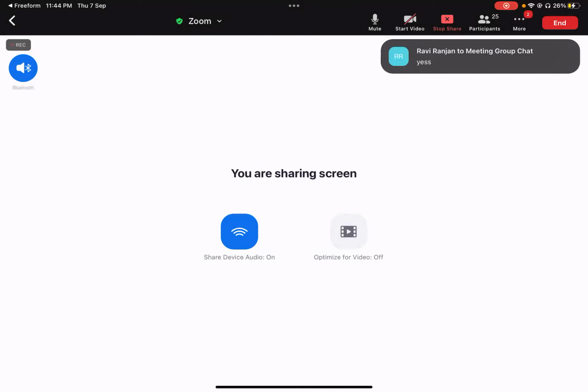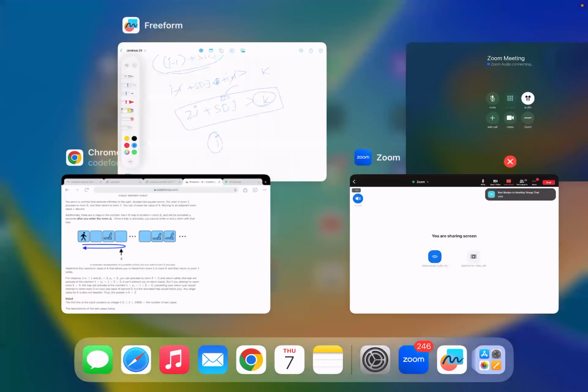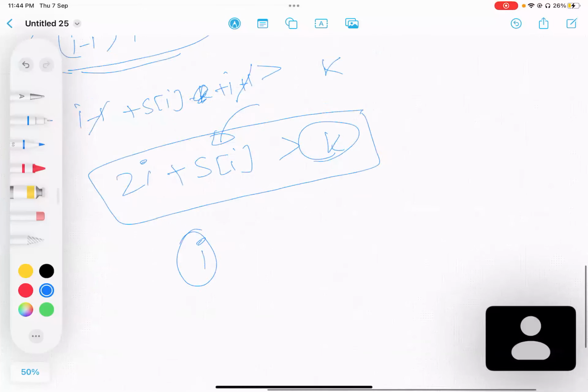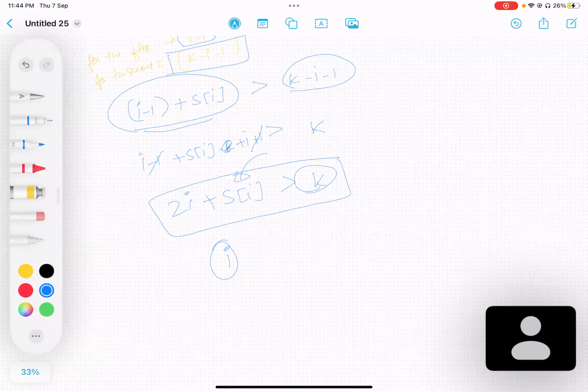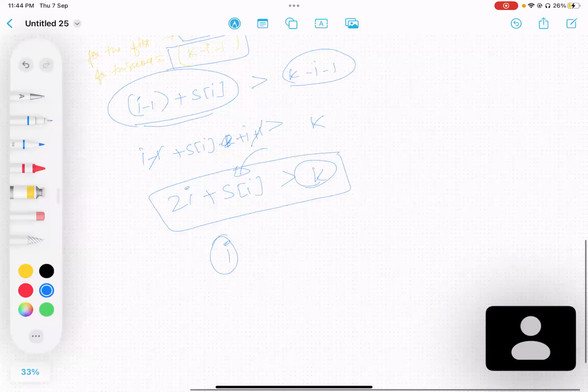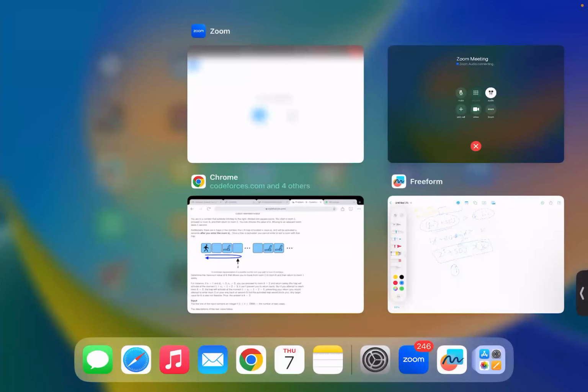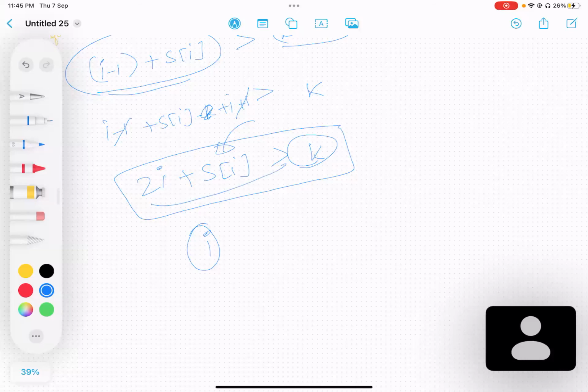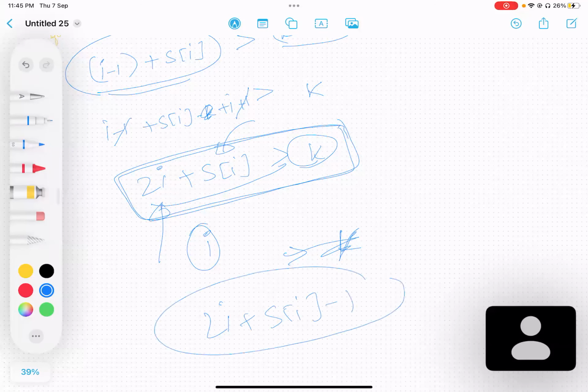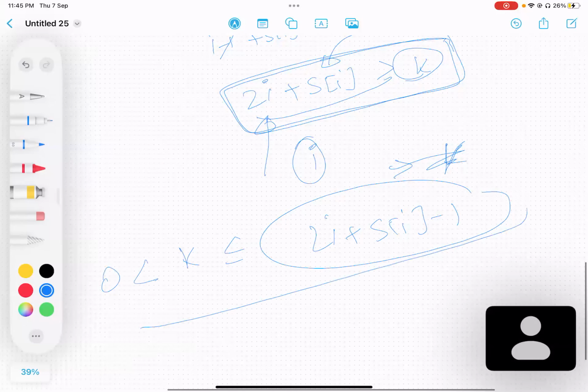Okay. So basically, this was the formula which we were getting: 2 of I plus s of I is greater than k. And this is strictly right. So if we want a value of k, then for this condition, you will have a value of 2 of I plus s of I minus 1, right? So k belongs from here to here, right? We will just have to check for each and every one.